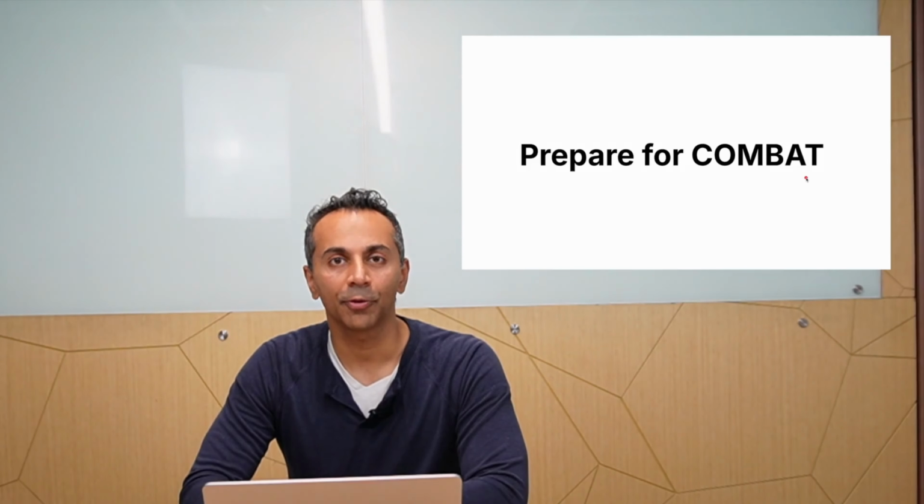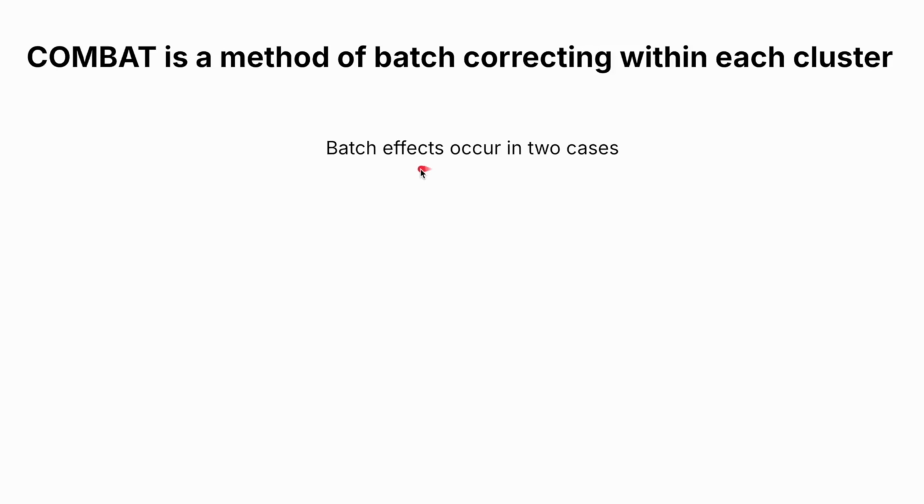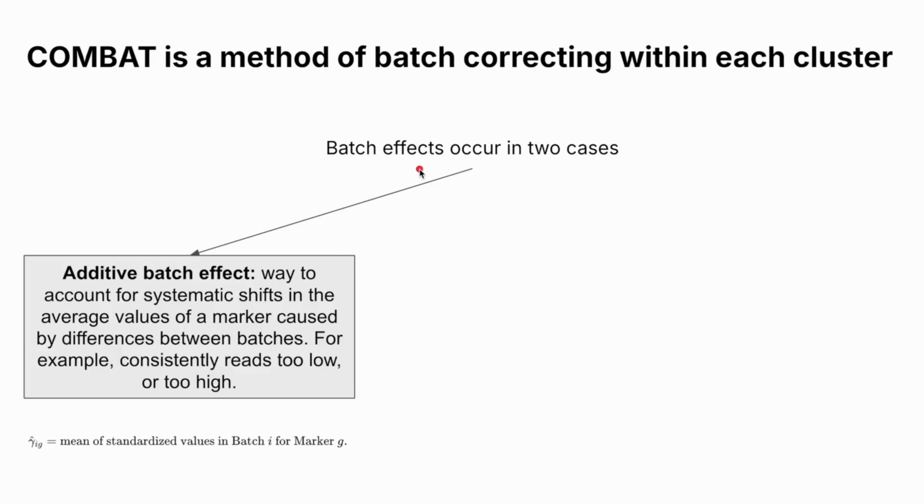And so prepare for ComBat. This is a 2007 paper which really pioneered one of the fields of batch correction, and we're going to walk through some of the math here in a little bit of detail. The premise of ComBat is that batch effects occur in 2 cases. One is there's an additive batch effect, meaning things are systematically shifted to the left or right.